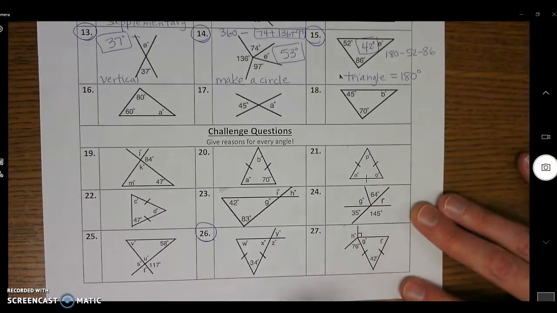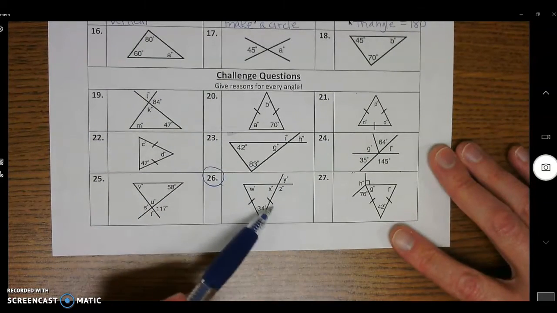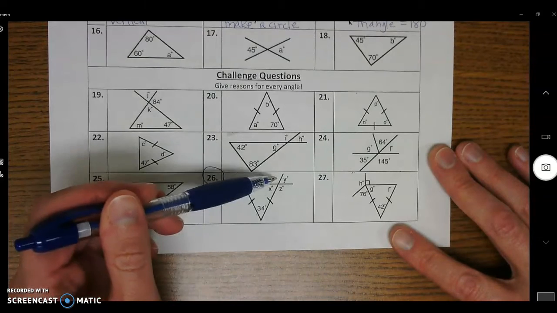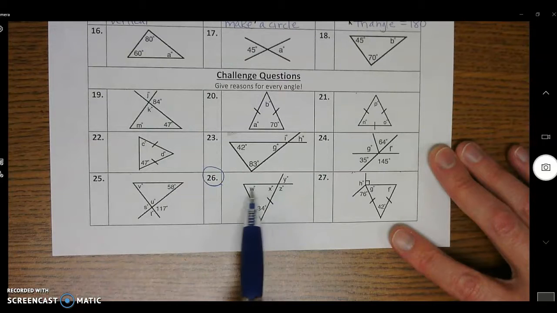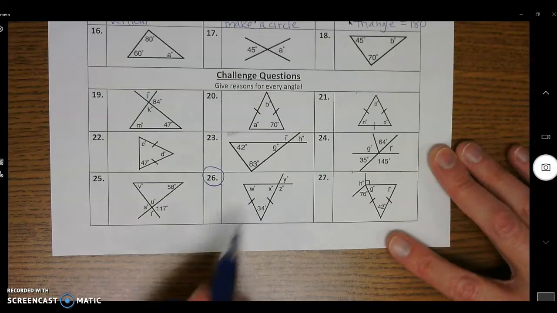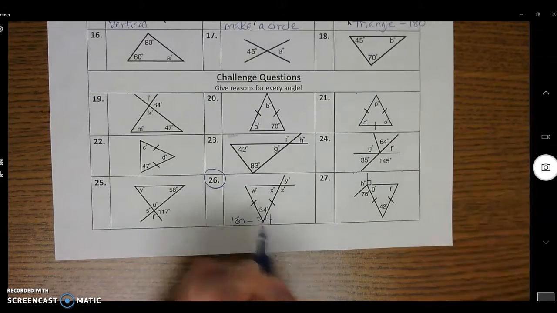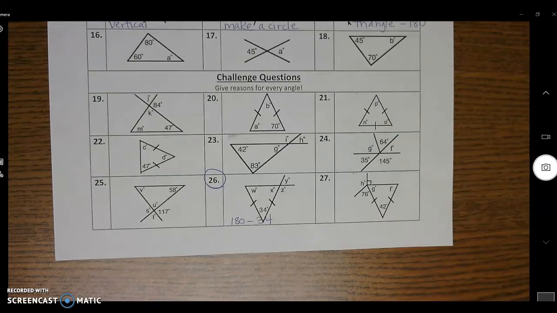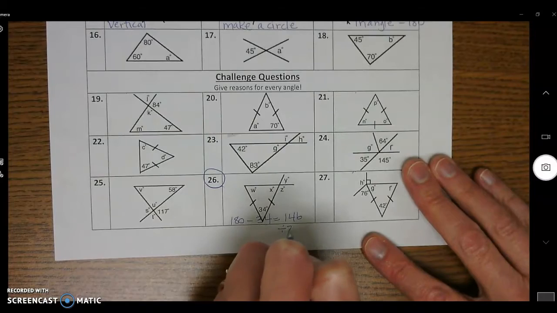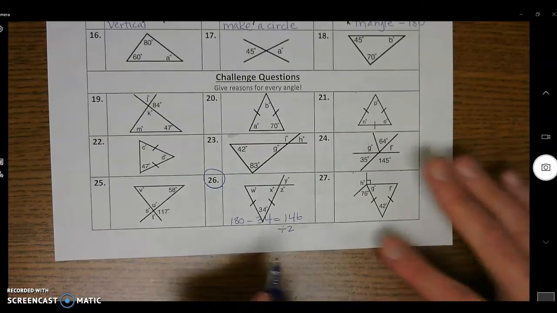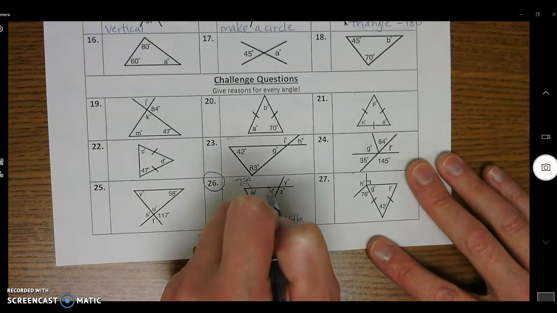Okay, down here, number 26, we have a combination of things going on here. First of all, these little marks here mean that these two sides are equivalent to each other, which then also means that these two triangles are equivalent to each other. So all of these add up to 180. I want to minus the 34 and then take that and divide it by 2. So if I divide that by 2, we get 73. So that means W is 73 and X is 73.